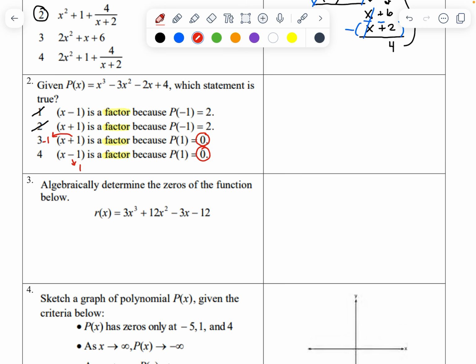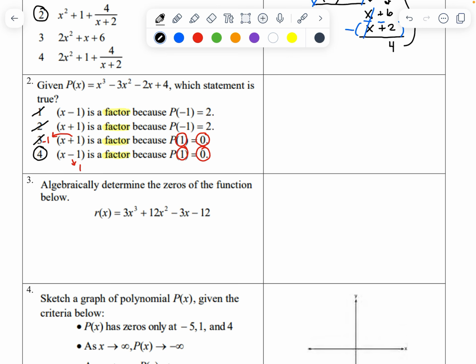If you look at choice 3, you're not plugging in negative 1, you're plugging in positive 1. That does not make sense, so that's not the answer. And for choice 4, you're plugging in 1, which does make sense. So by process of elimination, this is the correct answer.